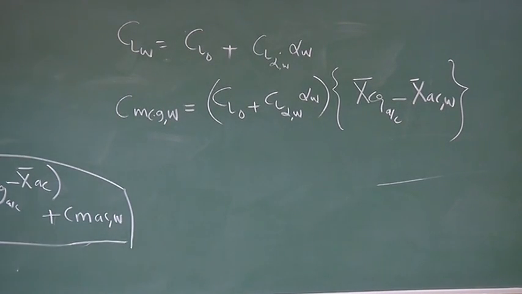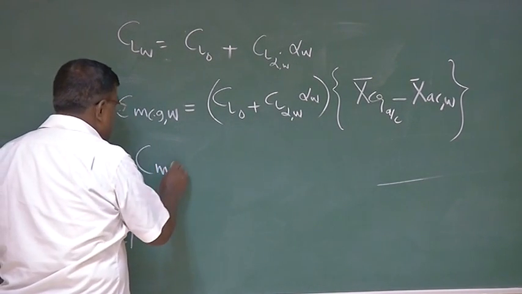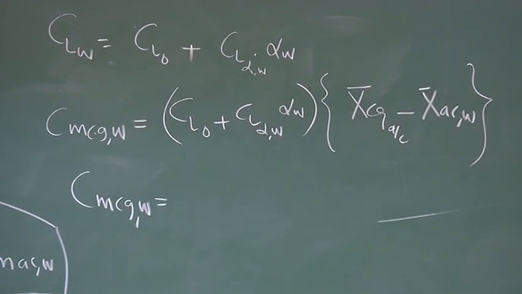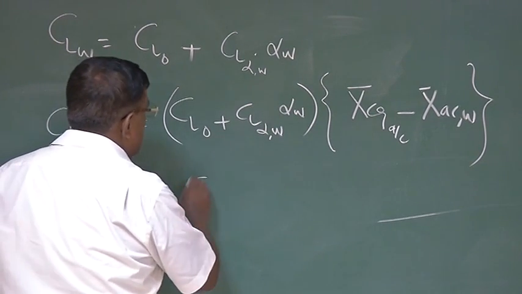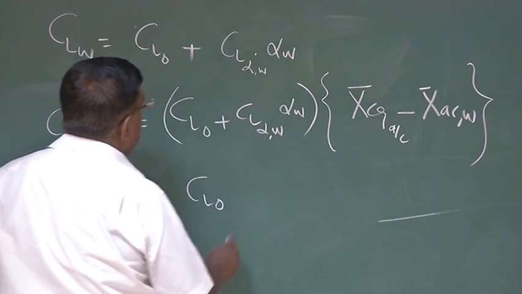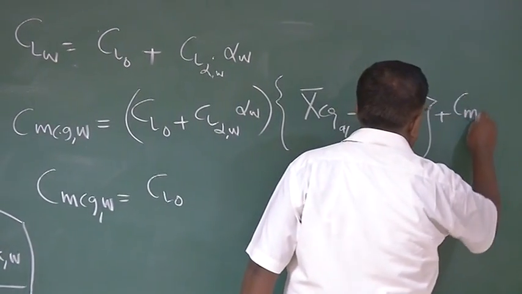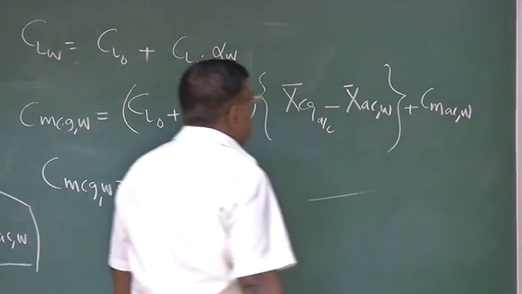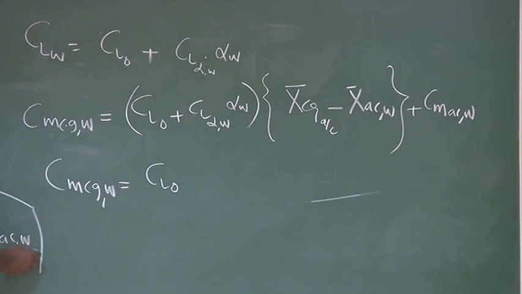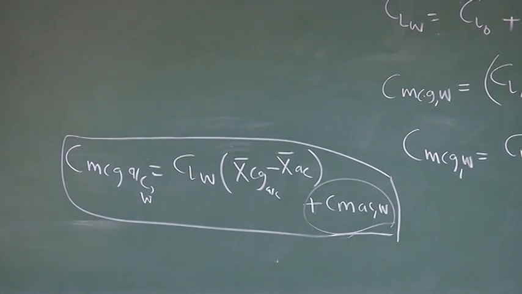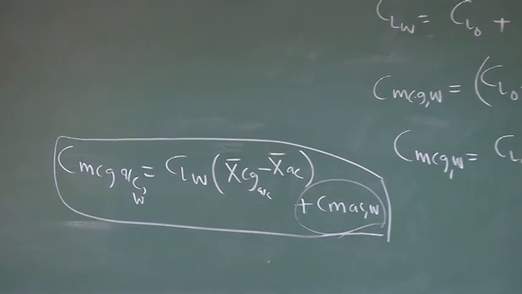Correct? So this further I can write as CM CG of the wing, or I read differently, CM because of wing about CG of the aircraft, okay, is CL naught, and of course somewhere, and yes, CMAC of the wing is also here. Let's not forget about this. You will see this will play a magical role. We have a tendency to forget this friend, but he could be one of our worst friends. It can create problems, so don't forget it.